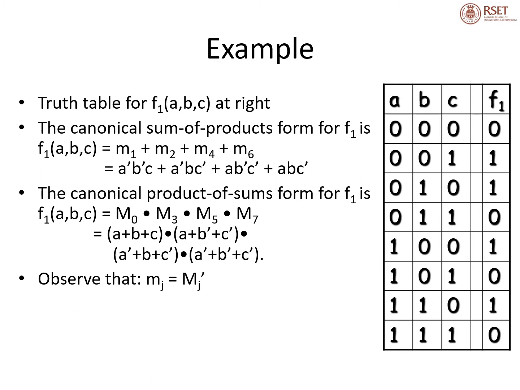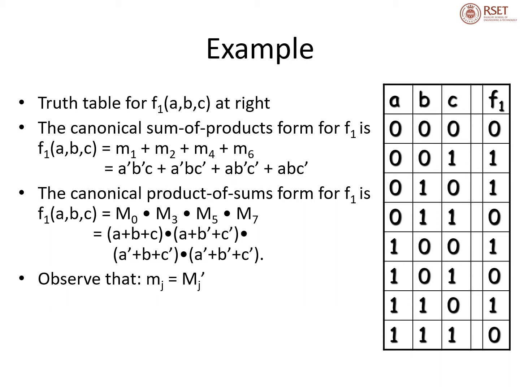So when you take the product of those sums, you have to look at the function where the zeros occur. So 0 occurs for the M0, that means it is A plus B plus C. Then the next 0 occurs for M3, which is A plus B complement plus C complement. And the next 0 occurs for 101, which is A complement plus B plus C complement. And the last 0 occurs for 111, that is A complement plus B complement plus C complement.